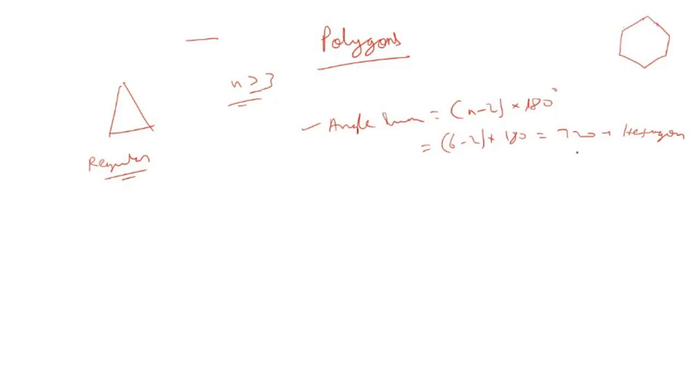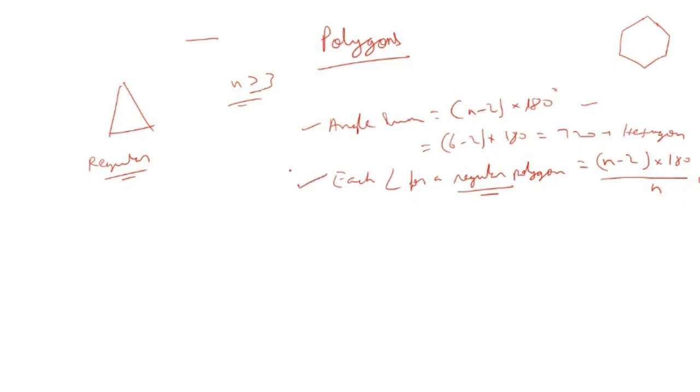So angle sum is this formula, (n minus 2) into 180 degrees, and each angle for a regular polygon will be (n minus 2) into 180 divided by n. Obviously, because this is the angle sum, you have a total of n angles, so each of them would be (n minus 2) into 180 by n. So this is each angle for a regular polygon. For an irregular polygon, we cannot say because the angles might be unequal. Okay, so this is the second thing.